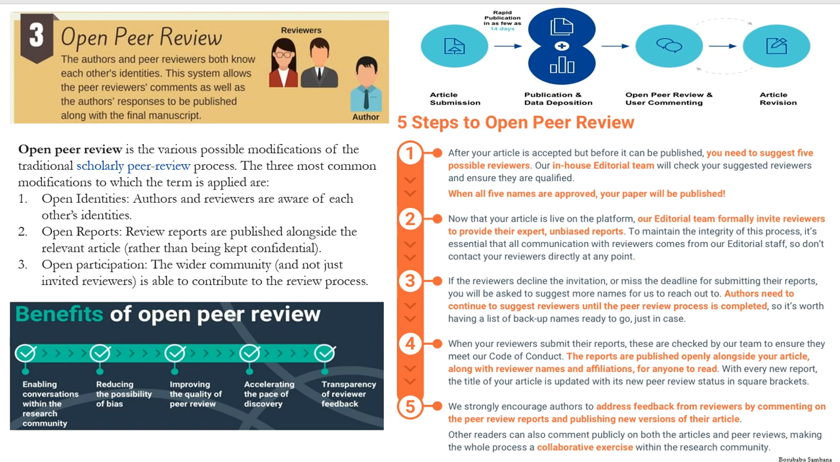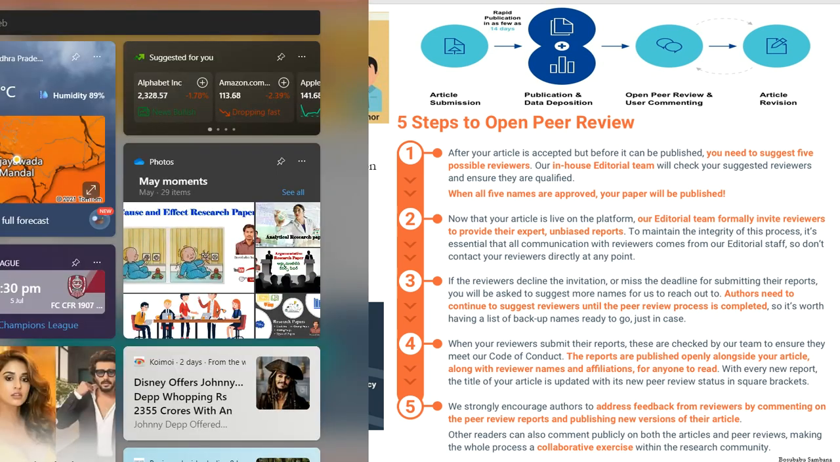SCI indexed journals use double blind peer review. Normal journals are generally called single blind peer review. Okay, the three most common modifications to which the term is applied are open identities, open reports and open participation. Open identities: here authors and reviewers are aware of each other's identities. Everyone knows who is the author and who is the reviewer. Second one, open reports, where reports are automatically available.